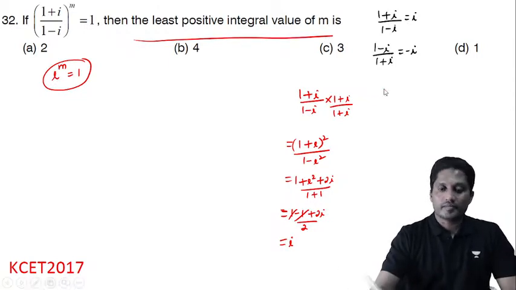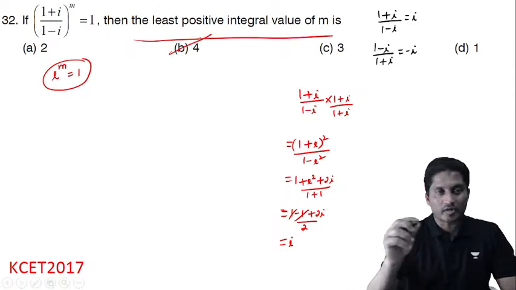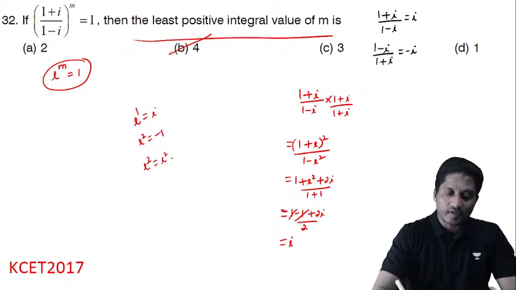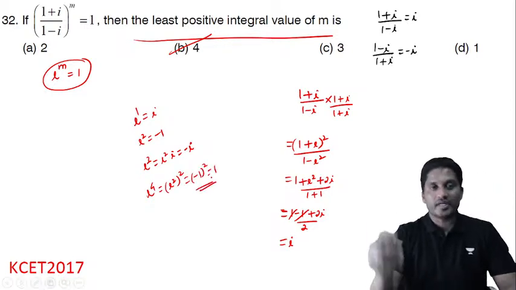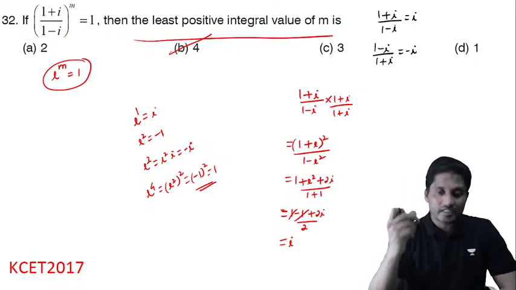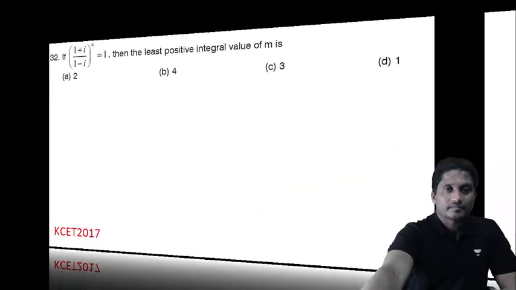The integral value of m should be 4 because only i to the power of a multiple of 4 will be 1. i to the power 1 is i, i square is minus 1, i cube is i square into i, which is minus i, and i power 4 will be plus 1, that is i square the whole square, minus 1 the whole square is plus 1. i power a multiple of 4 is always 1, so it should be 4. Let's move to the next question.